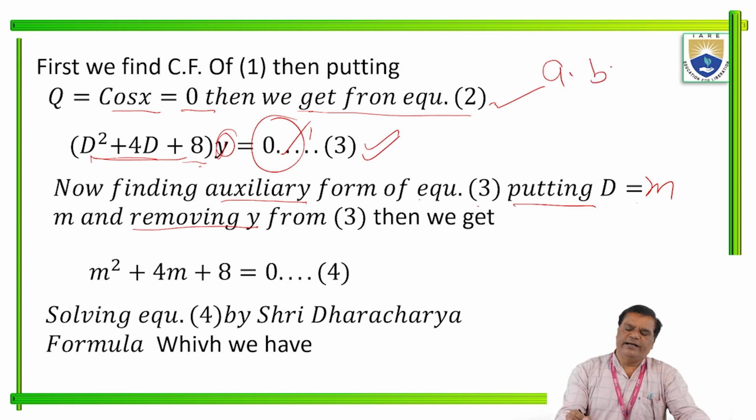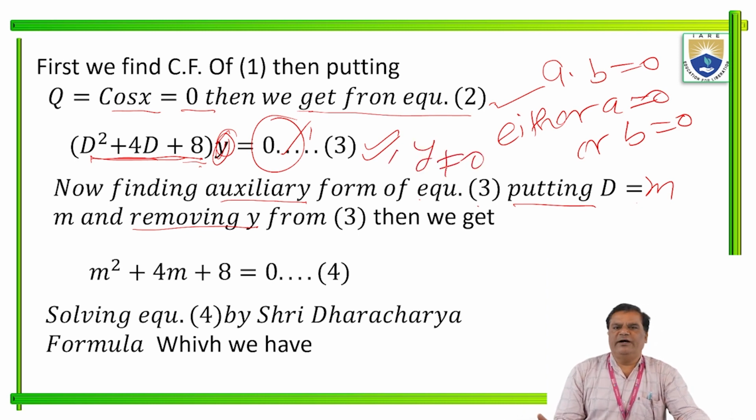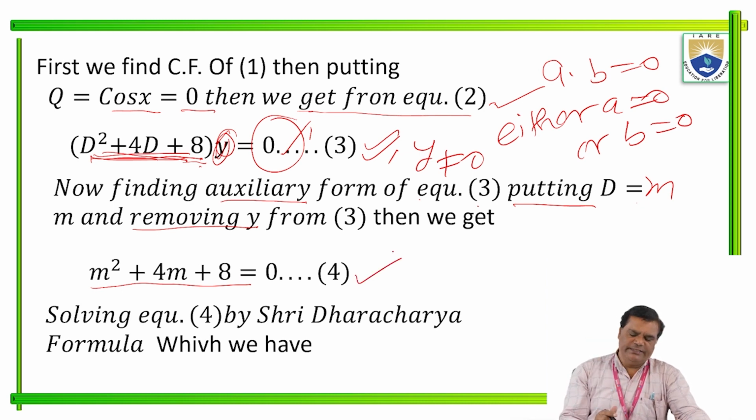A into V equal to 0 means either A is 0 or V is 0. Here A is d square plus 4d plus 8 and V is y. Y is never 0, so this result is 0. Putting d equal to m, we get m square plus 4m plus 8 equal to 0. This is equation 4, known as the auxiliary form of equation 3.